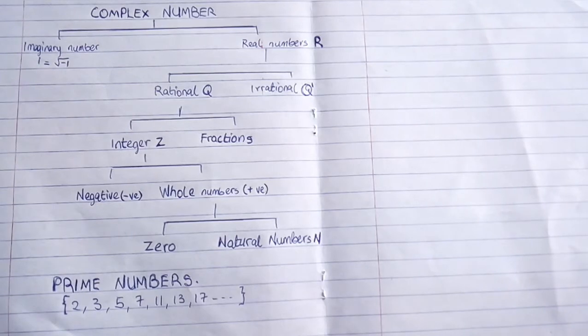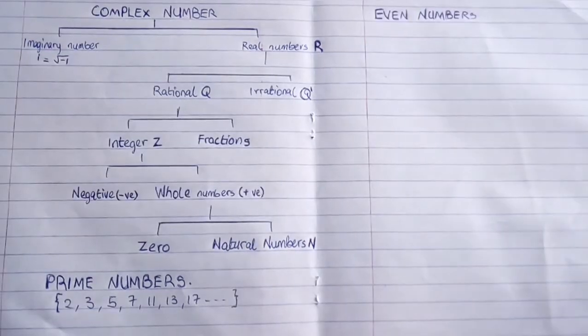Then another one we have is even numbers. You know, even numbers are something everybody must know. Even numbers are just numbers that when divided by 2 give no remainder. Let's pick 50. 50 divided by 2 is 25, no remainder. Let's pick 100. 100 divided by 2 is 50, no remainder. Let's pick 2. 2 divided by 2 gives you 1, no remainder. So all these are even numbers.